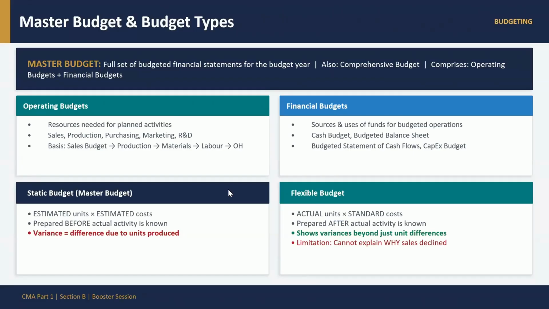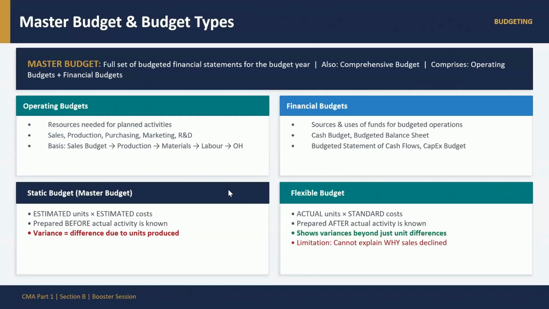When we calculate the variance between our static budget and the actual data that we got, we will get the difference that is due to units produced. I might have estimated that next year I will have sales of around 1000 units, but the sales that actually occurred were 800 units. There is a difference in units itself. So this difference will be located in the static budget. Next up, we have flexible budget.